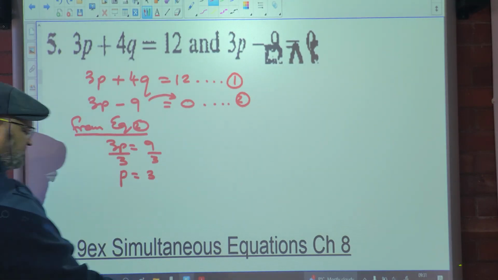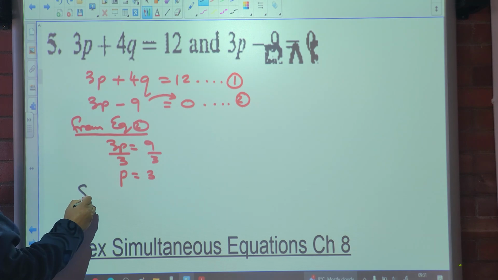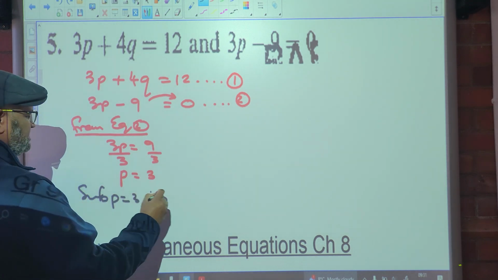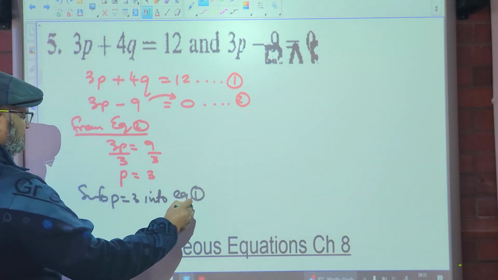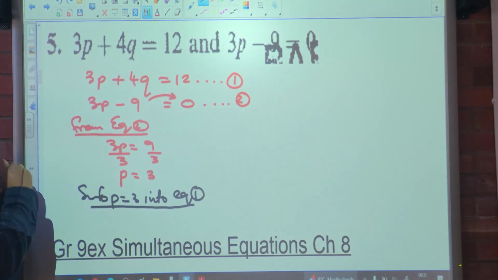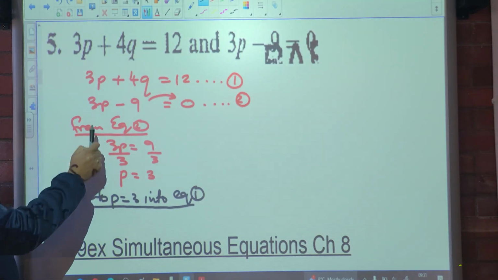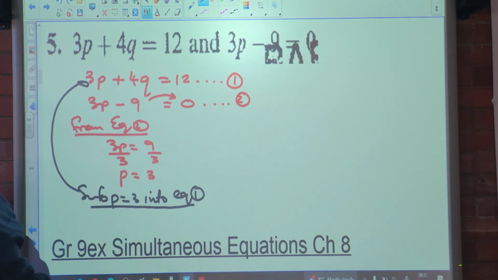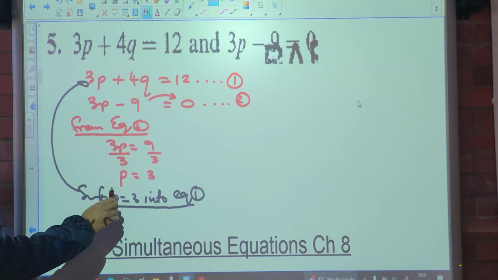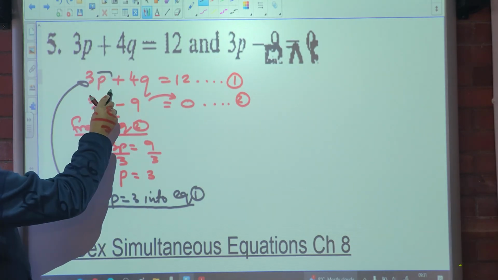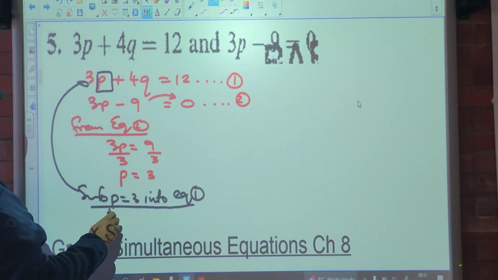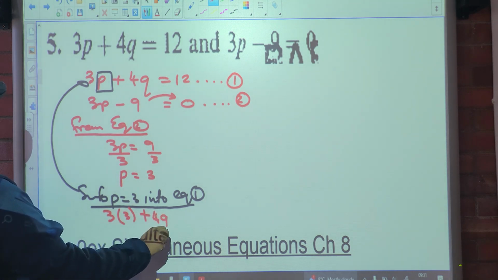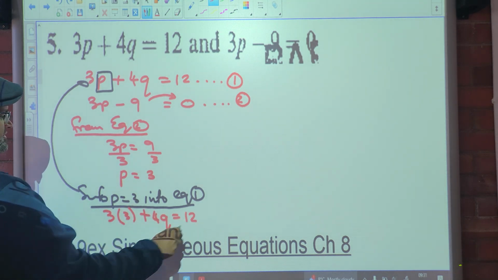So what do we do now? We substitute p is equal to 3 into the other equation, because this is derived from equation 2. We're now going to equation 1. So whenever we see a p, we replace it with a 3. So it's 3 times 3 plus 4q is equal to 12.